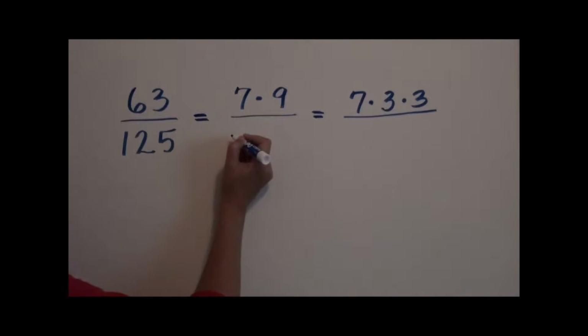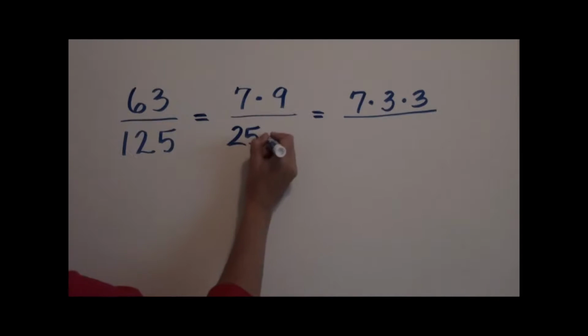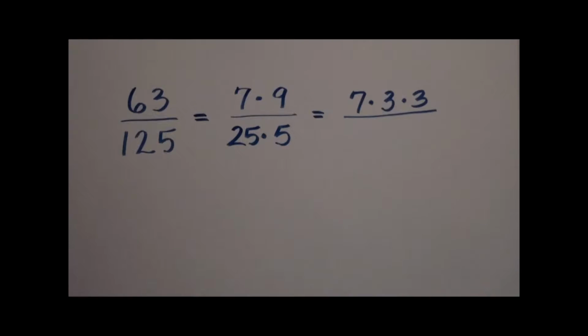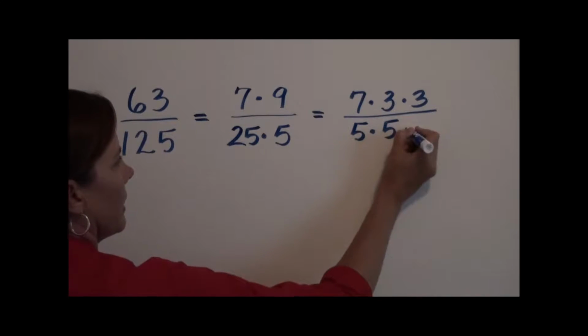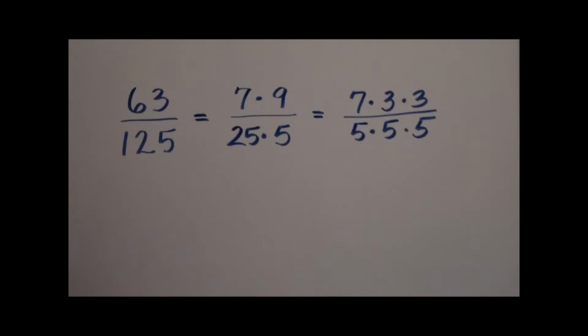For 125, we think about 25 times 5. That's 125. 25, we know we can break down further into 5 times 5. So it's 5 times 5 times 5. Now remember, when you're done, you should be able to take your calculator and multiply these numbers back together and get 63. When you multiply the 5s together, you should get 125. Okay, we haven't changed anything.